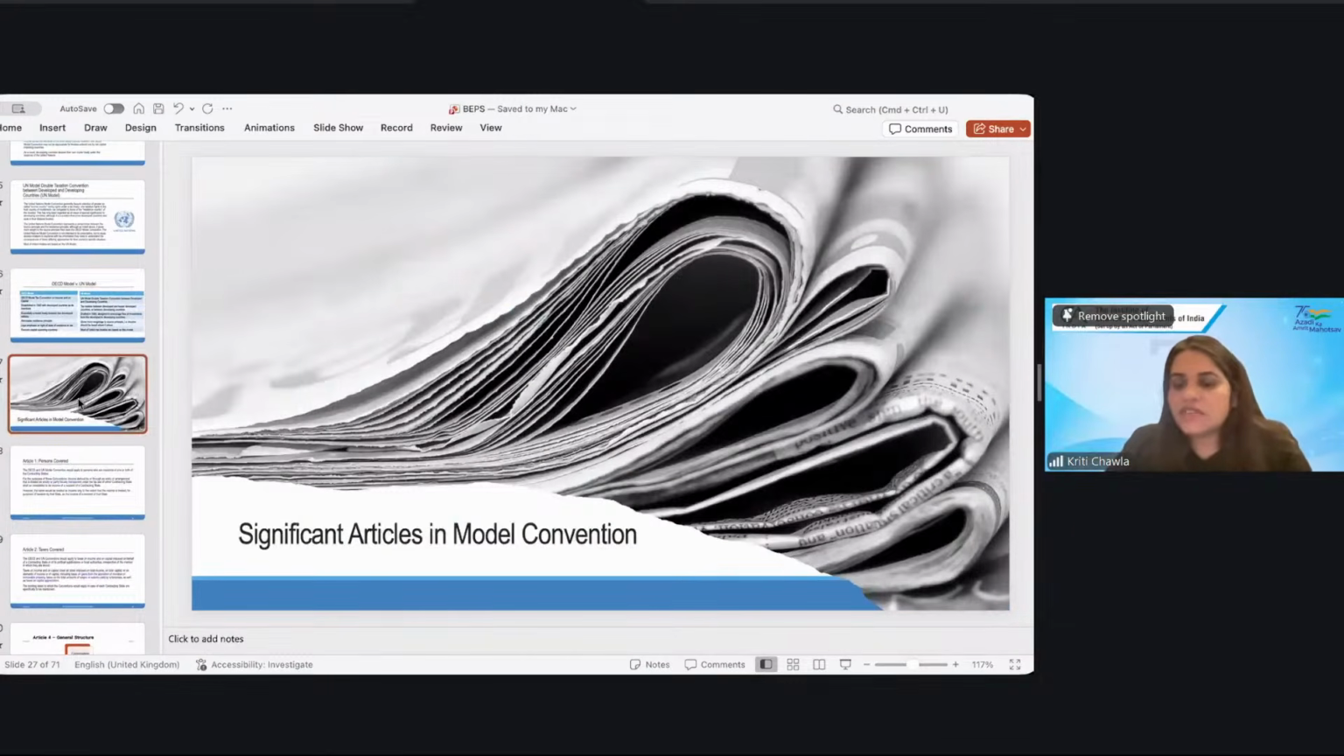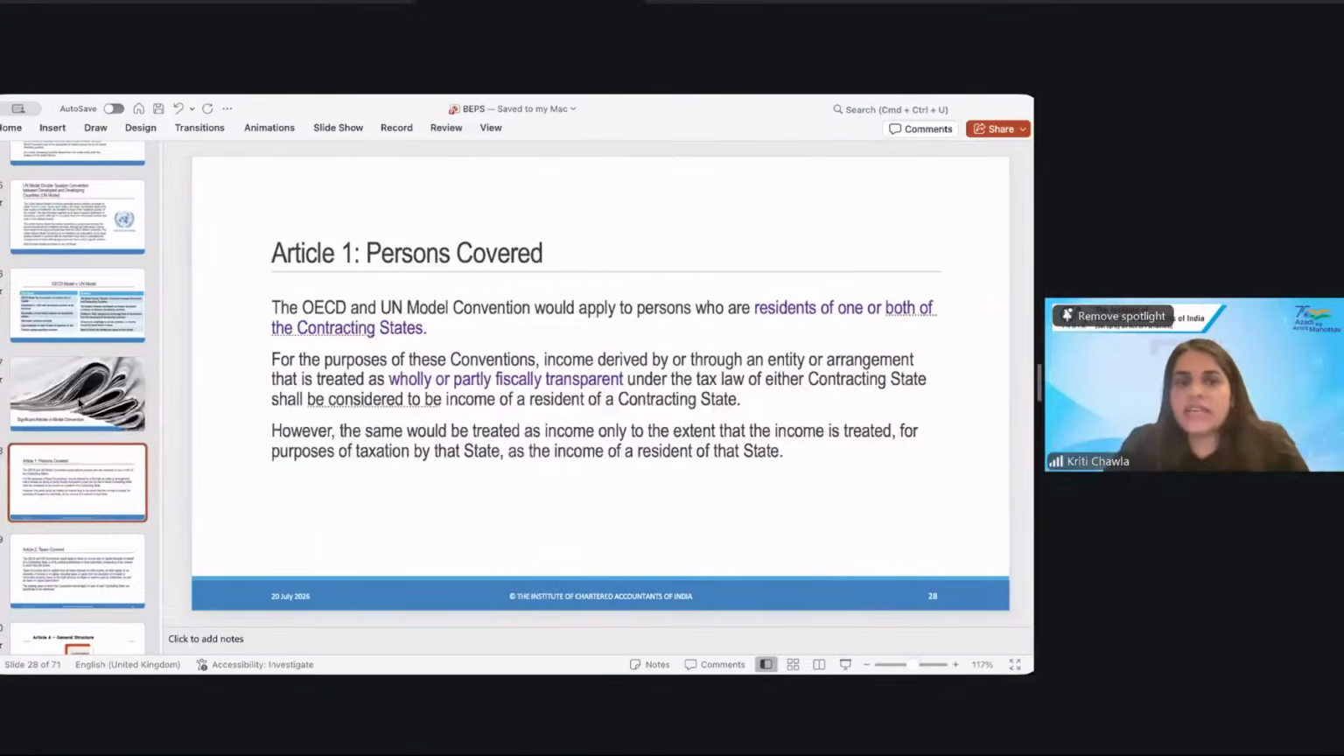Now we'll go to some significant articles in this particular model taxation convention. There is Article 1, which is basically persons covered. Now, who does the article apply to? If you look at the UN model or the OECD model taxation convention, they apply to persons who are resident of one or both of the contracting states. What I'm really trying to say is that you have to be a resident of a particular contracting state to be able to take advantage of that particular tax treaty.